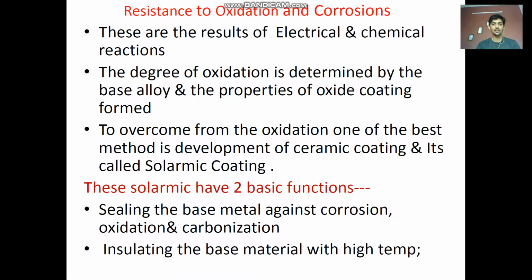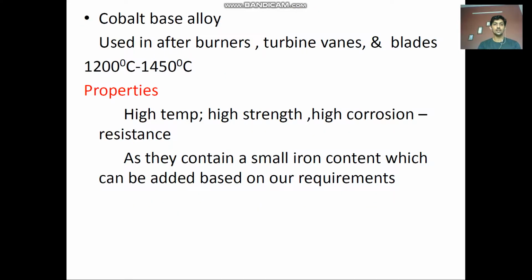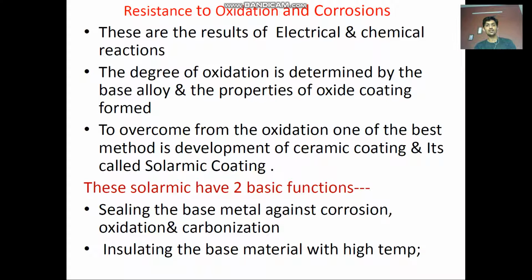I hope the topics are clear. So today we discussed the heat ranges of metals, in which we began with aluminum alloys, titanium alloys and cobalt based alloys, and then we shifted to the next topic, high temperature strength. We considered a particular high temperature zone, like the turbine inlet temperature, and how that part should have a certain strength for various types of loads, maybe creep, fatigue, vibrations, and which materials we use. After that we tried to understand the process of oxidation and corrosion, how important it is, and what the solution is, that is ceramic coating. So in the next video we'll try to understand the next topic.